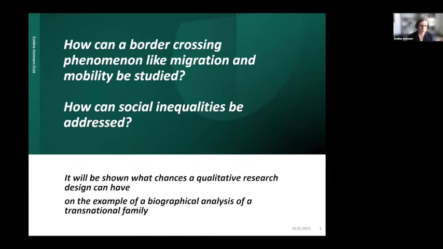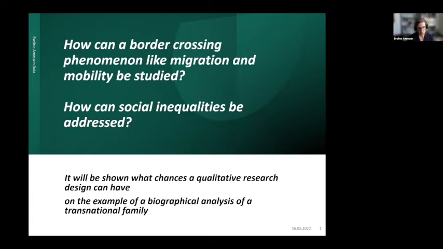So my first question will be: how can a border-crossing phenomenon like migration and mobility be studied? Of course, this question is not new, but I think we should take into account what current migration research, critical migration research, is also offering as methods. And how can social inequalities be addressed? This question I will focus on a little bit less, but it's still important, and I can also focus more on this question in the discussion.